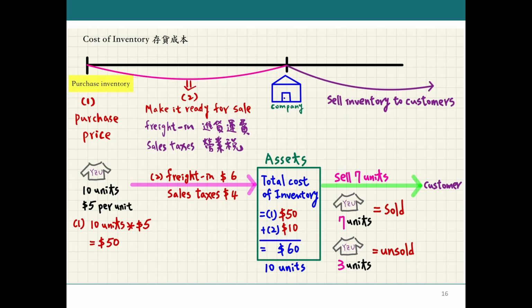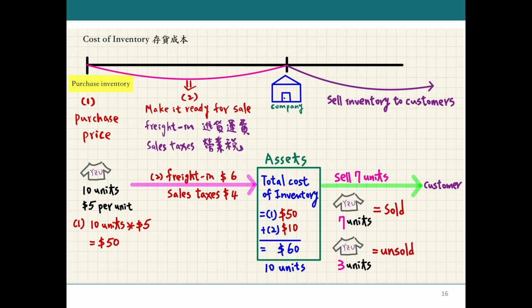Cost of inventory 存货成本 means how much money we spend to buy our inventory. So how to determine the dollars, the amount? Remember, 1 plus 2, right? What's 1? Purchase price. What's 2? Make it ready for sales. 达到可供出售状态的相关支出. Okay? Only when you pay the purchase price and your inventory arrives at your company, then you could sell it to customers, right?